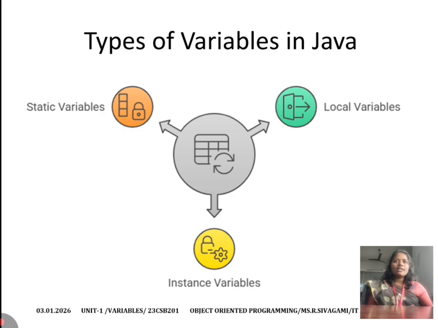The next one is static variable. Static variables are declared using the static keyword. These variables are shared among all objects of the class. Only one copy of a static variable exists in memory.